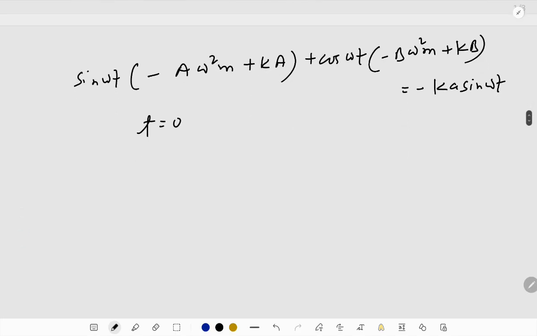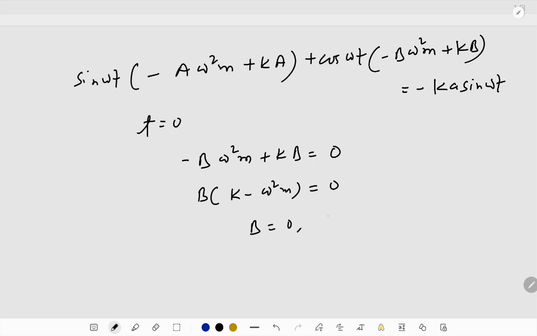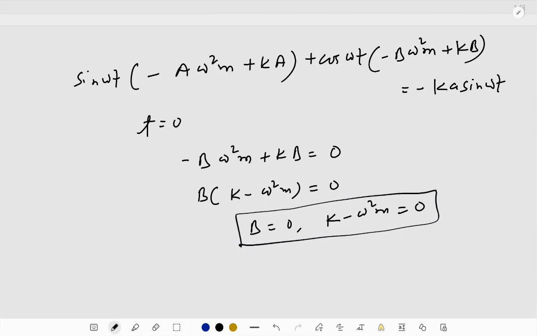And this thing is also 0. That means I'm going to get minus b omega square m plus kb equal to 0. And if I take b as common, we will get b times k minus omega square m equals 0. This is valid for either b equals 0 or k minus omega square m equal to 0 or both 0. So I'm not sure yet, so I'm going to keep it this way. And now I'm going to put the values of t equals pi by 2 omega.